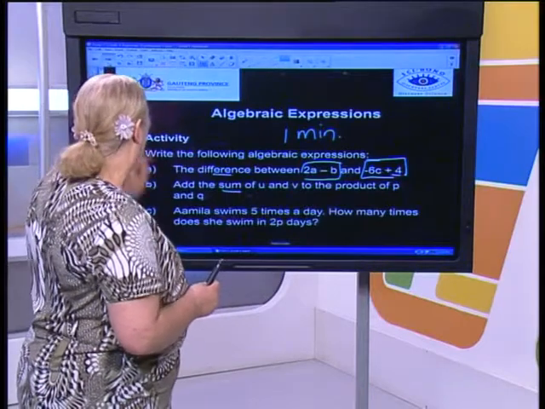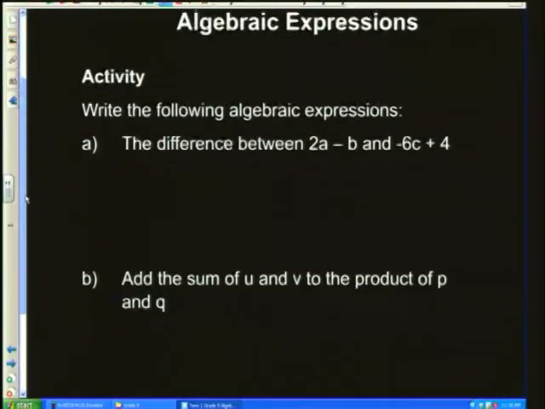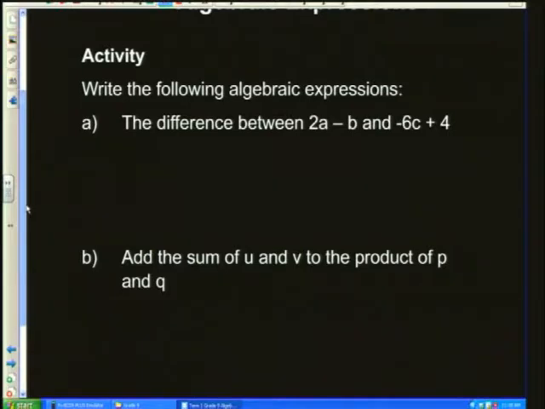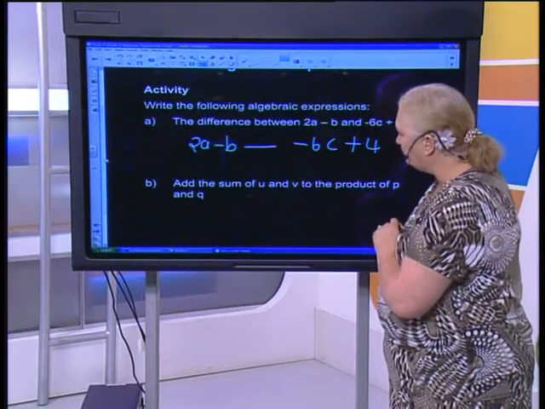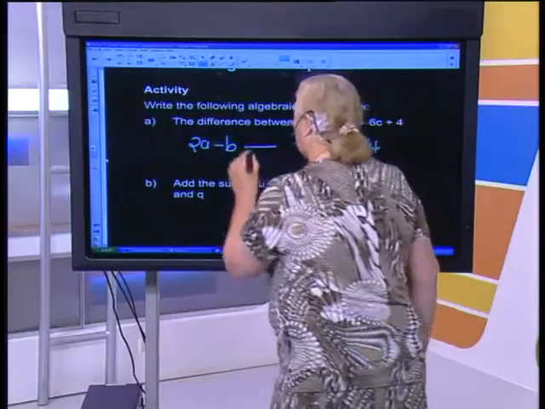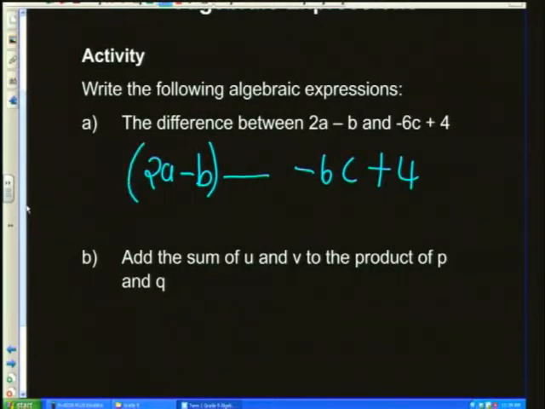Okay, so what do you think the answers will be? The difference tells us that there must be a minus, okay? What are we minusing? 2a minus b and minus 6c plus 4. Now this looks very confusing to me. Do you agree? It's going to be very hard to figure out how to do this if we write it like this. Why? Here we put it in brackets.